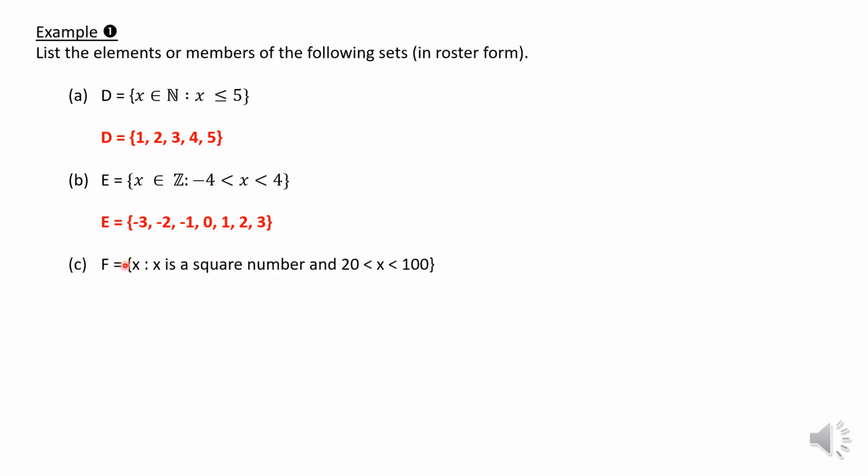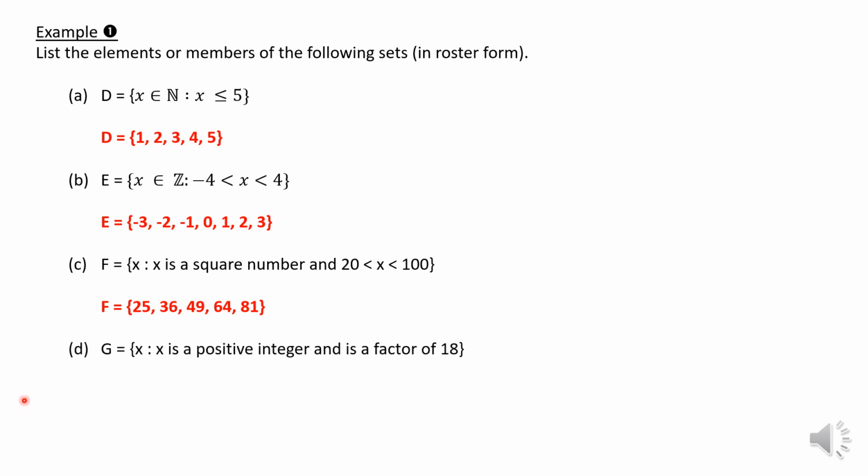Then another one is set F, which says that x is such that x is a square number that is between 20 and 100, a number that is greater than 20 and less than 100, but that number should be a square number. So we know our square numbers that are greater than 20 and less than 100. It's 25, 36, 49, 64, and 81. So this is how you list those ones.